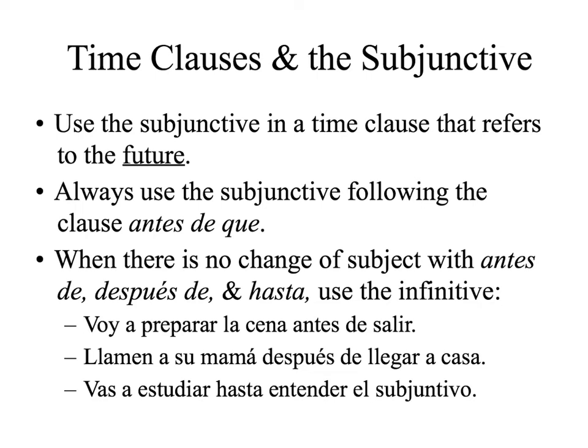Now, if there were a change of subject, it'd be different. For example, in the first one, I could say, voy a preparar la cena antes de que nosotros salgamos. So here you see that you have the yo, understood, as one subject, and then the nosotros as a second. So there you have changed subjects. You would do the same with any sentence like that.